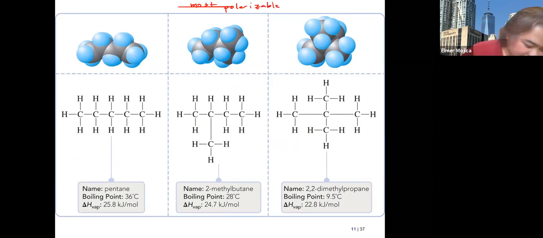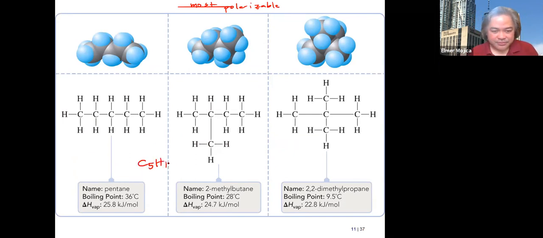So what can you say about them? All of them have what? C5H12. But look at how they are arranged. If you're going to take organic chemistry, you're going to write this one this way, this one this way, and this one this way. You will learn about that later.